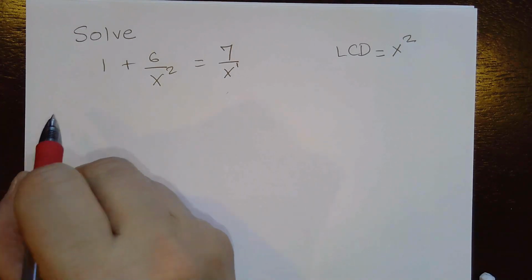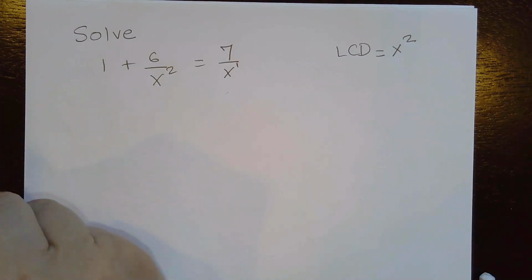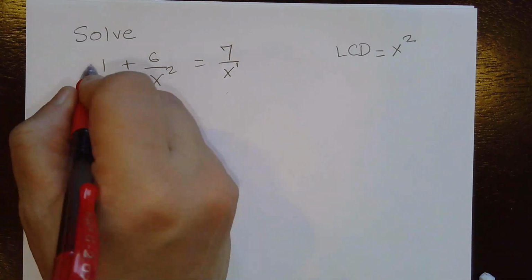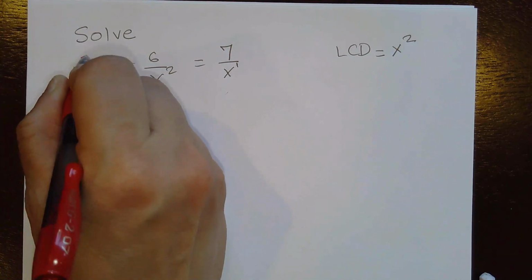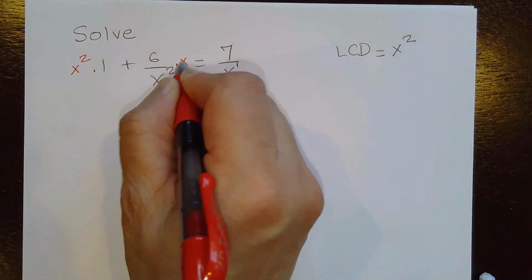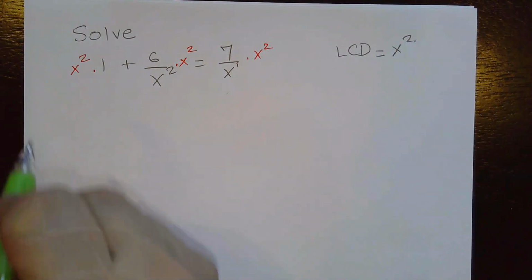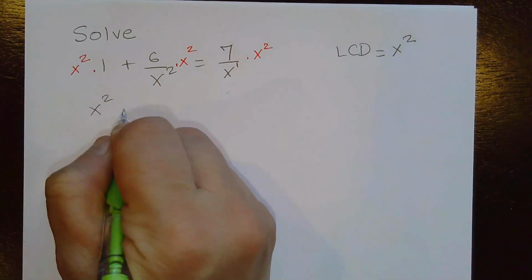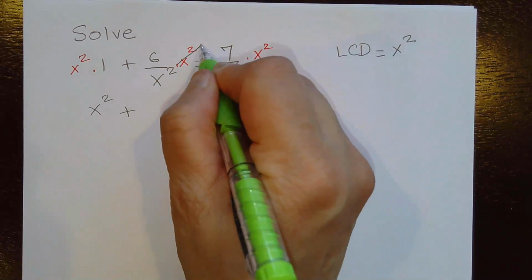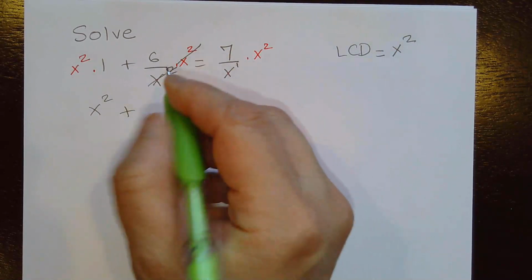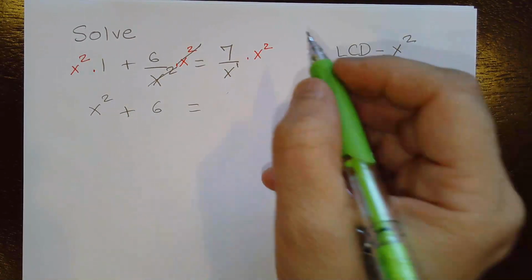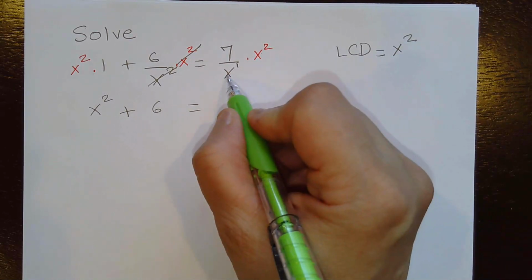Now, what we do with the LCD is multiply both sides of the equation by the LCD in order to clear the fraction. So let's go ahead and do that. We're going to multiply each term by the LCD. So x squared times 1 gives us x squared, plus this x squared is going to cancel with this x squared, and you'd be left with 6 equal to, here we have x squared and x in the denominator.